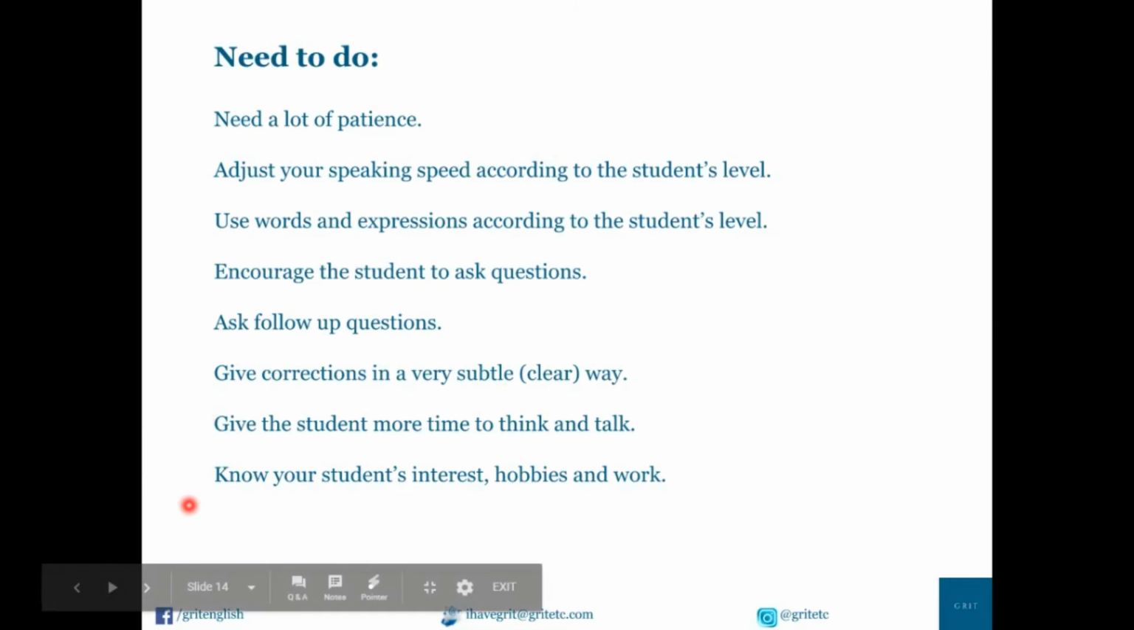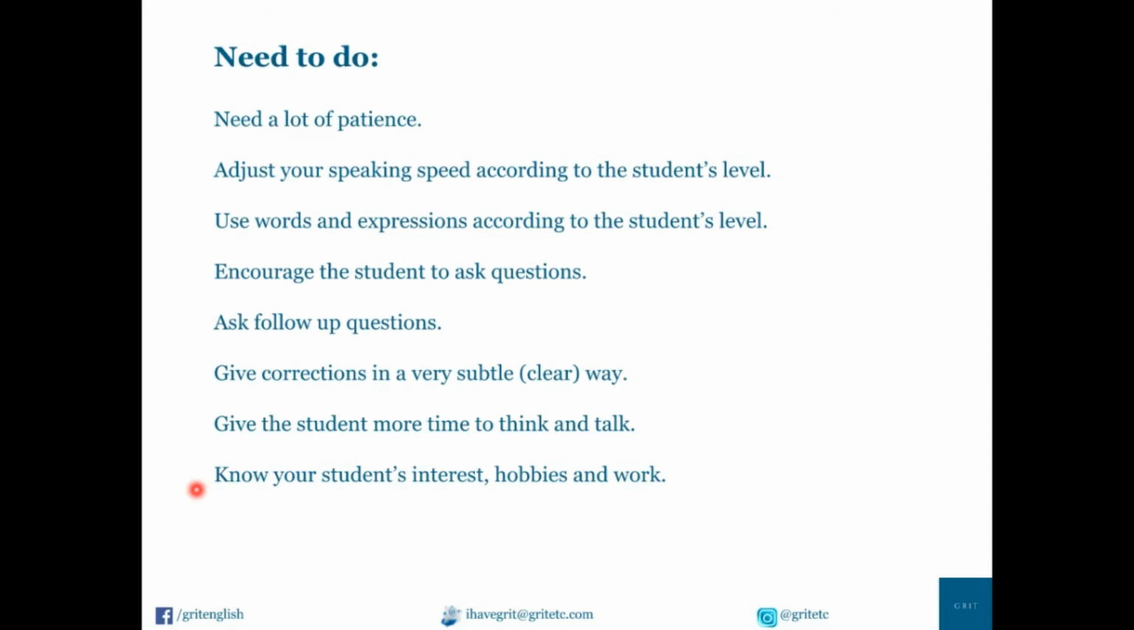And lastly, know your students' interests, hobbies, and work. This is very important. Kids have a very short attention span. If you know their interests and hobbies, then try to relate the class to them. For adults, university students, or working professionals, try to relate the lesson to their major, what they're studying in the university, or to their work. They will find your lesson very, very useful.